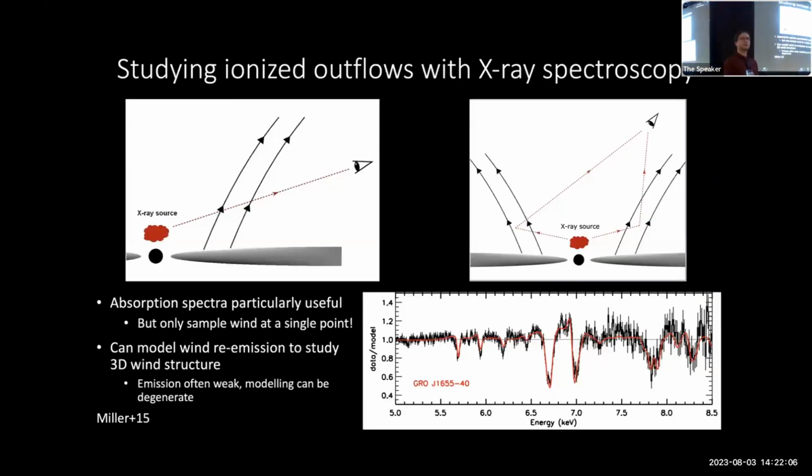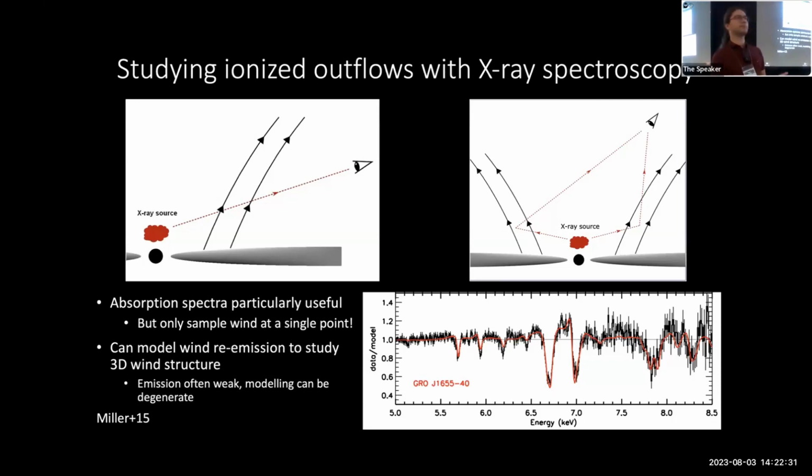How do we study these outflows? Basically, when an outflow, a disk wind, is launched from the disk, it is illuminated by the hard X-ray or X-ray radiation from the X-ray source, which might be an X-ray corona or the disk itself. And so this plasma is ionized, and if it crosses our line of sight towards the X-ray source, it will absorb some of the source radiation, creating an absorption line spectrum.